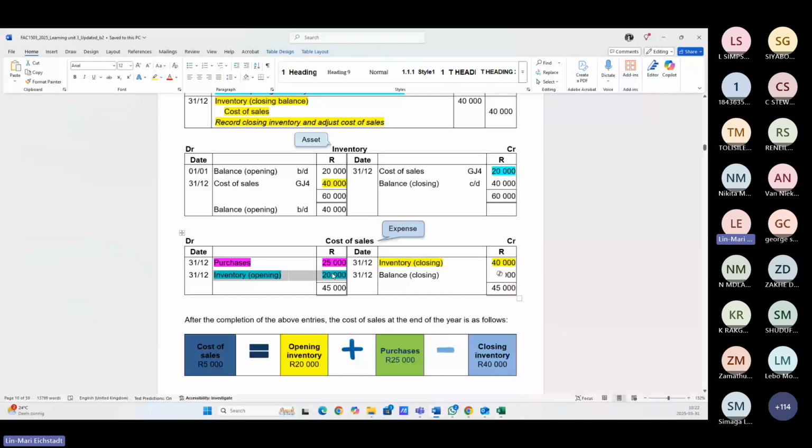And your closing inventory is what you deduced from your stock take at the end of the year. So we always have our opening inventory plus our purchases minus our closing inventory. And the difference between these is how much you sold, right? So what is your cost of sales? What was the cost of the product sold during the year?